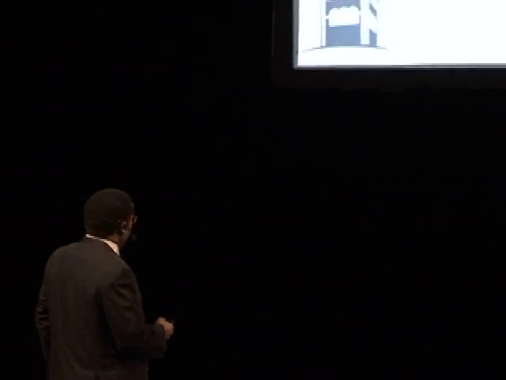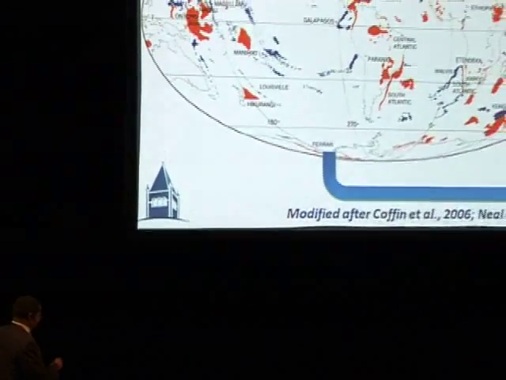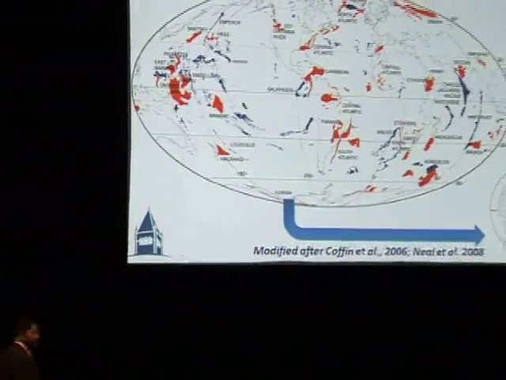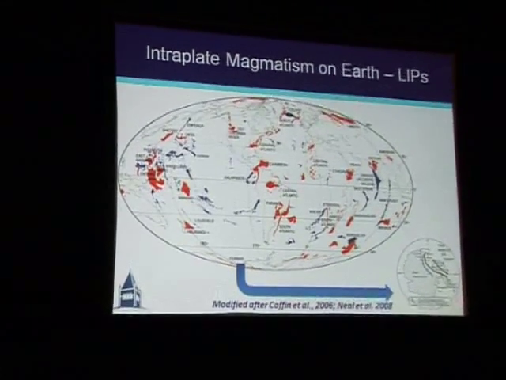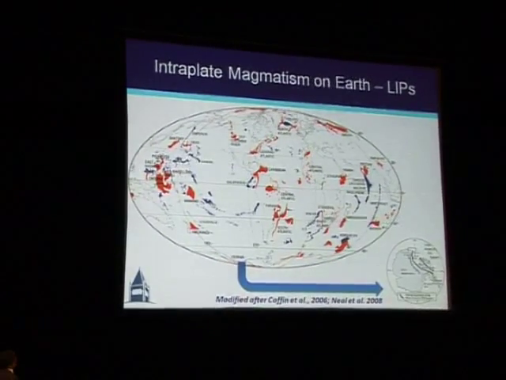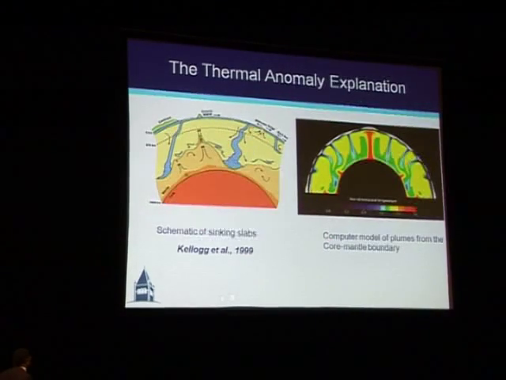What I'm going to do is take a few of these features you see here and actually analyze water concentrations to see if flux melting may actually be an important process in how the magmatism originates.